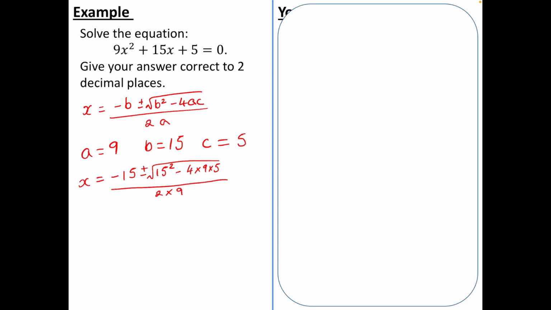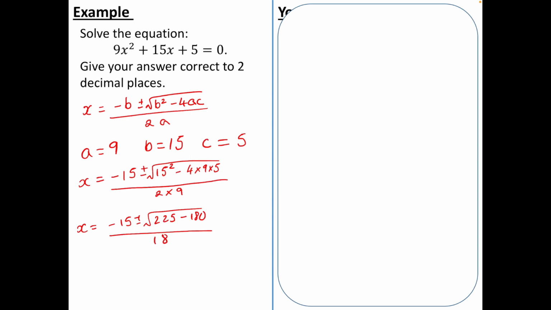Up next, you could potentially grab a calculator. I wouldn't. I would still continue to simplify this a little bit more, just because it's going to hopefully reduce the number of errors you make when typing it into the calculator. So I would now say that x is equal to negative 15 plus or minus. Now I would grab my calculator if I didn't know these immediately, but I would work out that 15 squared is 225. And then I'm subtracting 4 times 9 times 5. That is equal to 180. So I'd leave that there. And on the bottom, I would now write 18.